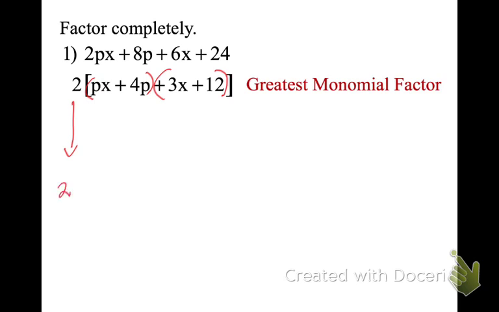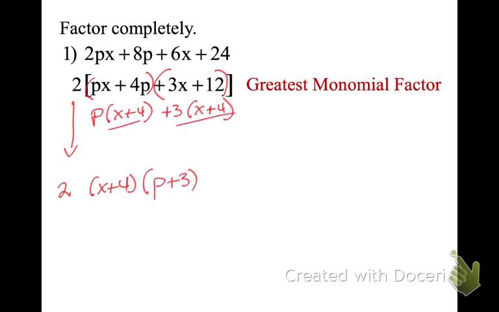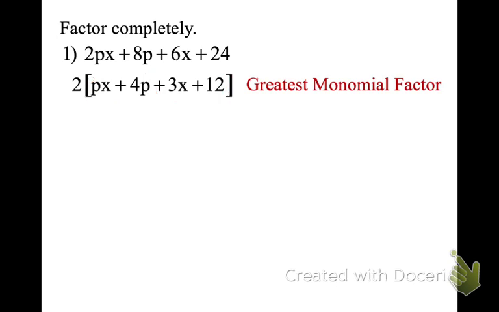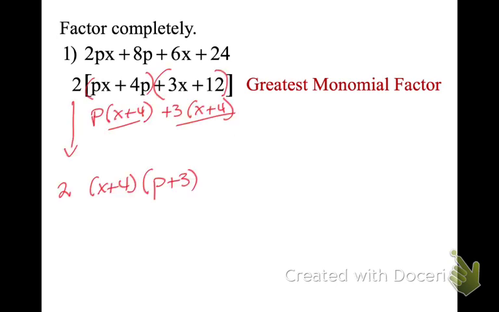Okay, but what can we pull out of here? I can pull a p. And what's left? x plus 4. And in the next one, I can pull a 3, and I'm left with x plus 4. And then we can pull out an x plus 4 out of both, and we're left with p plus 3. Does everybody understand that? We're just adding greatest common factor. I said don't pack up, we're doing one more.